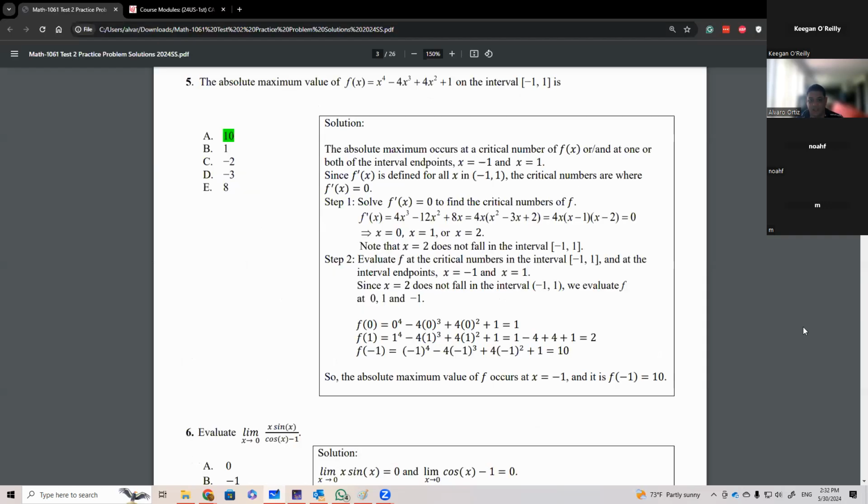Okay, so let's see that in place. We have this function x to the 4 minus 4x to the 3 plus 4x squared plus 1 and the interval minus 1 to 1. First thing is we take the derivative. The derivative of this is going to be 4x cubed minus 12x squared plus 8x. We can actually factor 4x out of this, and we're going to get 4x times x squared minus 3x plus 2. And then you factor this out, and this is going to be 4x times x minus 1 times x minus 2 equals 0.